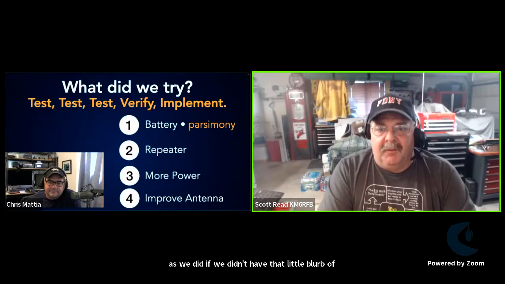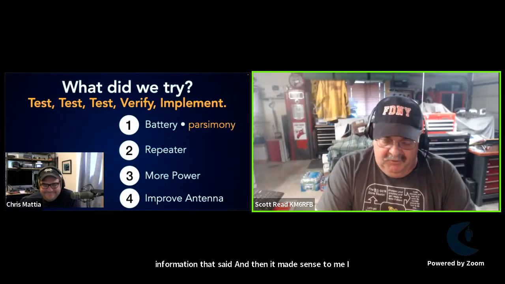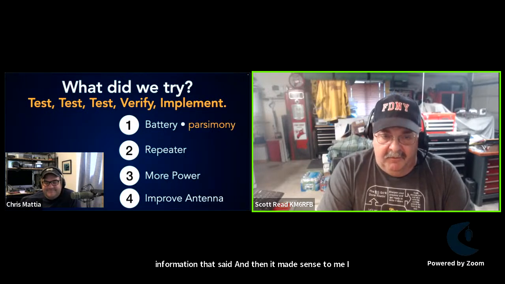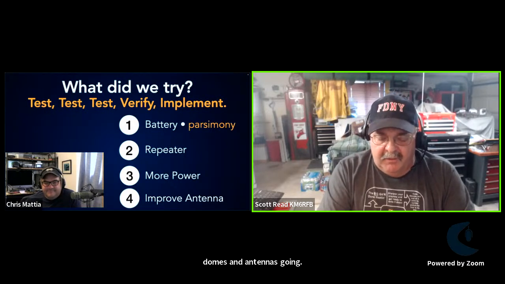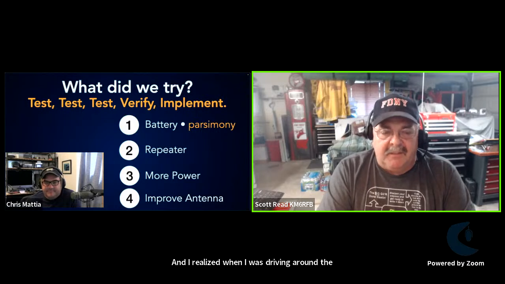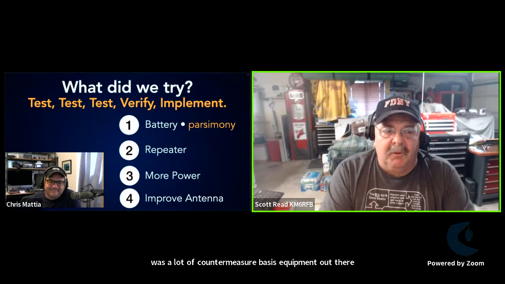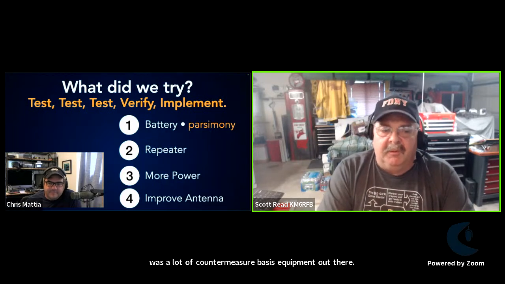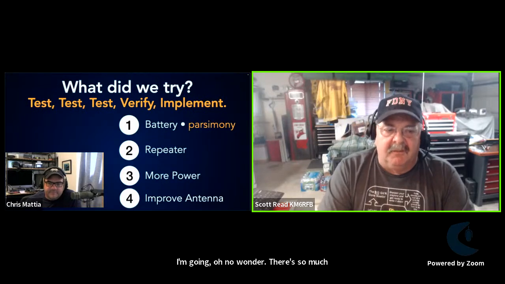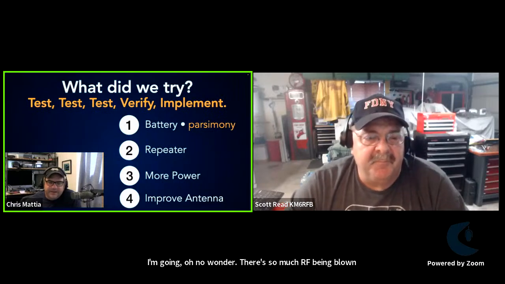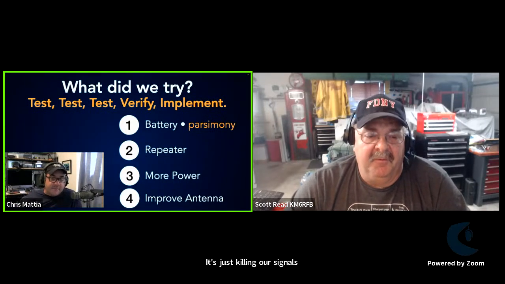I look up on the hill and there are a bunch of military domes and antennas going. And I realized when I was driving around the base, there was a lot of countermeasure equipment out there. I'm going, oh, no wonder. There's so much RF being blown through this base. It's just killing our signals. Right. So that's when we came to item number 4.